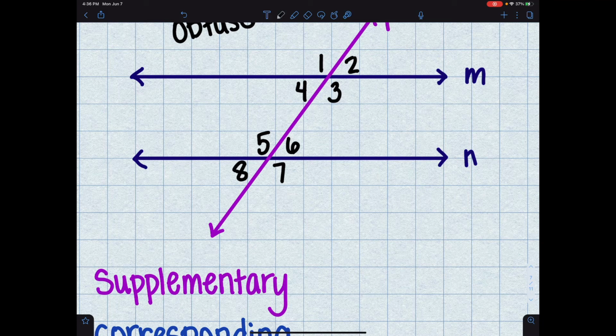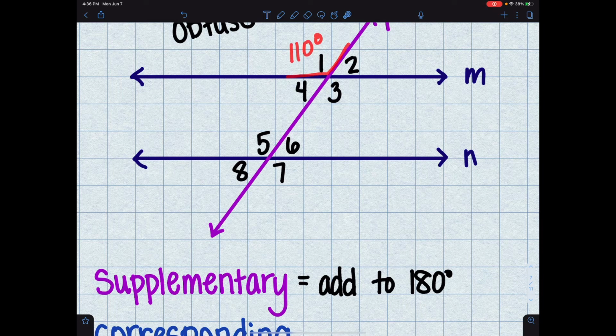Supplementary angles are angles that add to 180 degrees. Okay, cool, right? So if they tell you that this angle measures 110 degrees, then you're going to know automatically that this angle must be 70 degrees, because angle 1 and 2 are supplementary. They have to add to 180.